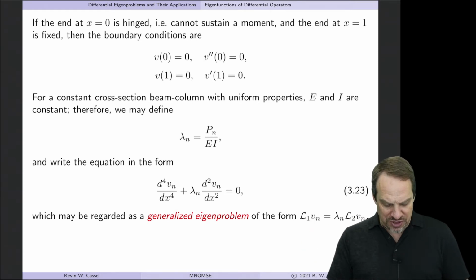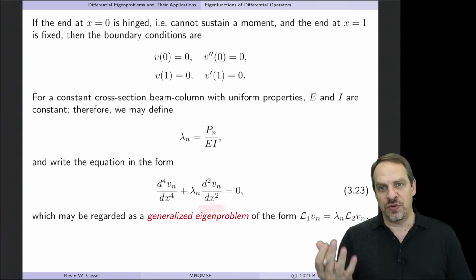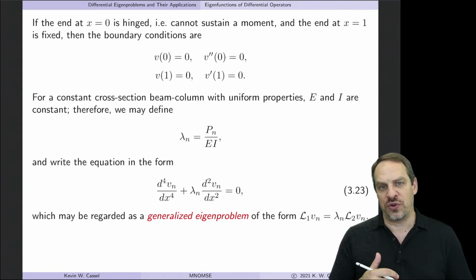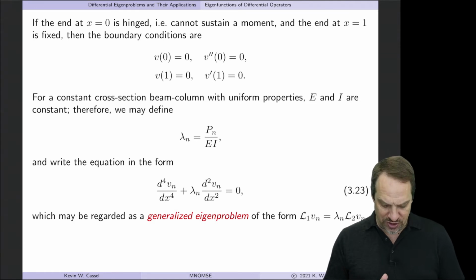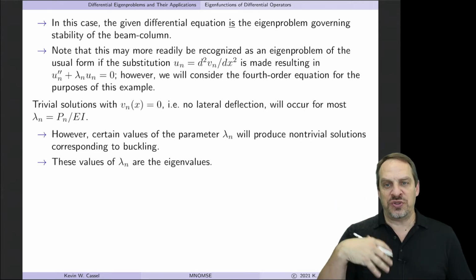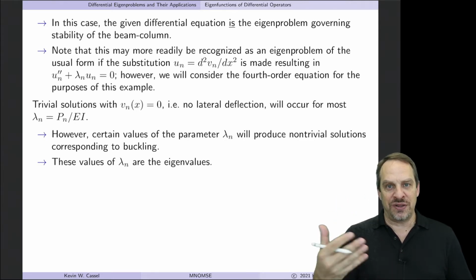Now we could simply do a change of variables and say that the second derivative of V with respect to x is a new variable, in which case we'd have a second order differential equation to solve for our eigenproblem. Let's just leave it in fourth order and follow through accordingly. Now because we're looking at a physical problem, we can think about what it means physically when certain things happen mathematically in our problem.